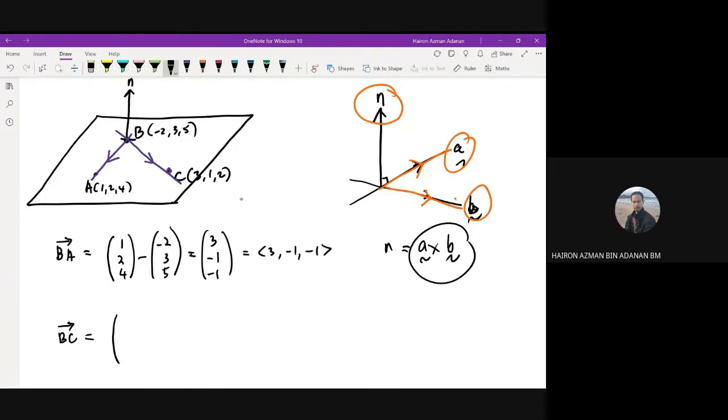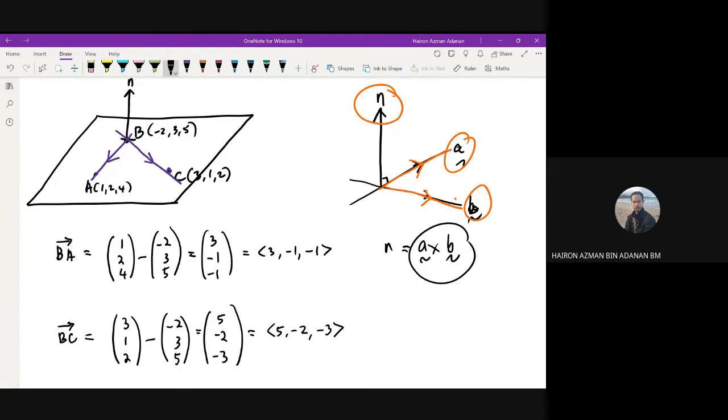Okay, BC, B to C. C is (3, 1, 2). Vector OB is (-2, 3, 5). We try to solve: 3 minus -2 is 5. 1 minus 3 is -2. 2 minus 5 is -3. Right? Any errors anywhere? So the vector is (5, -2, -3). Any questions so far?